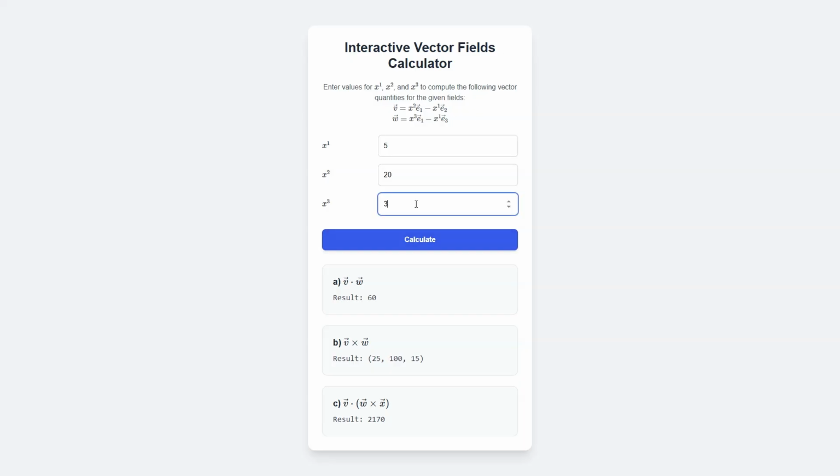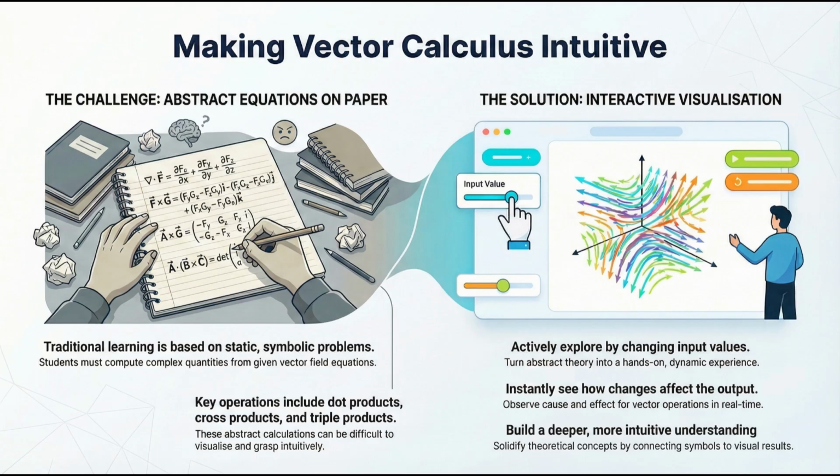And that brings us to the second key idea. Using interactive tools is absolutely crucial for building intuition. Why are they so important? Because they turn abstract math into this dynamic, hands-on experience. You can literally change the inputs and instantly see how it affects all 3 products. That real-time feedback loop helps you grasp the theory way faster than any static solution ever could.